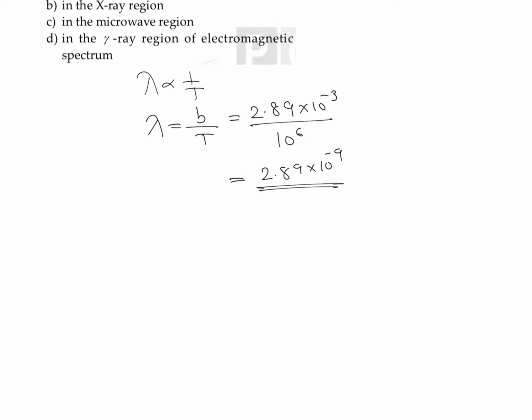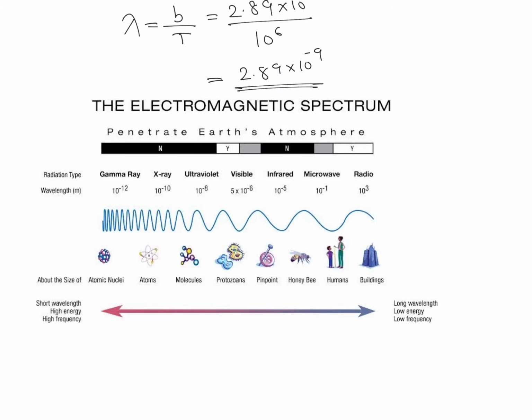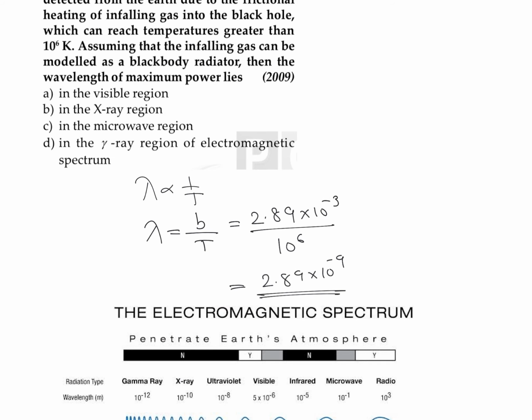So we can find out what the corresponding electromagnetic radiation is here, which you will learn in the chapter known as the electromagnetic spectrum. So you can just observe this electromagnetic spectrum. In the electromagnetic spectrum, we can observe that 10^-9 or 10^-10 is related to X-rays. So we can say that according to the given options, this will be near the X-ray region.